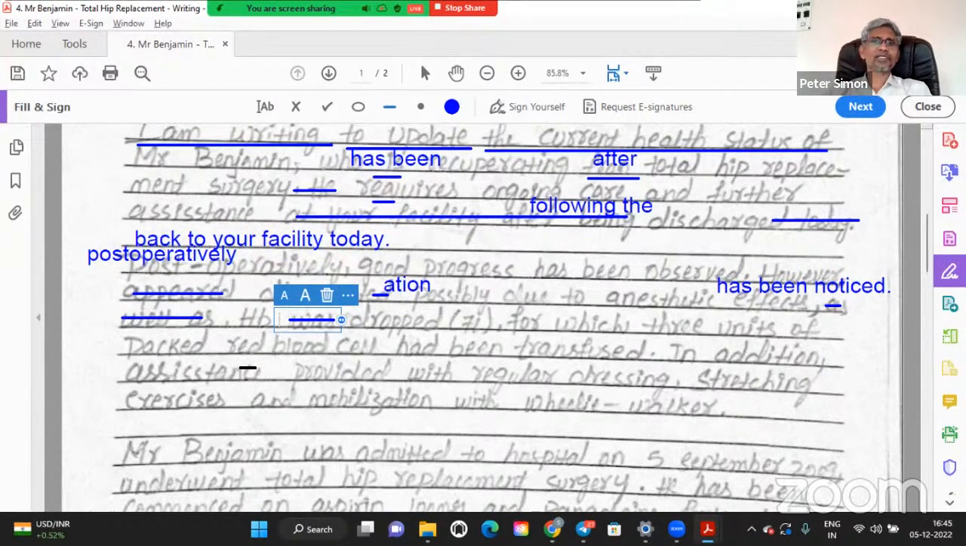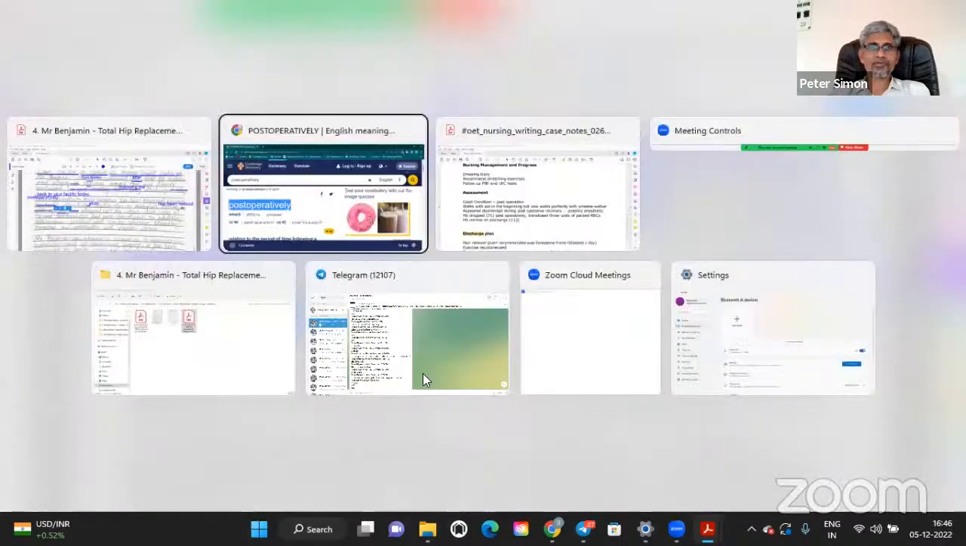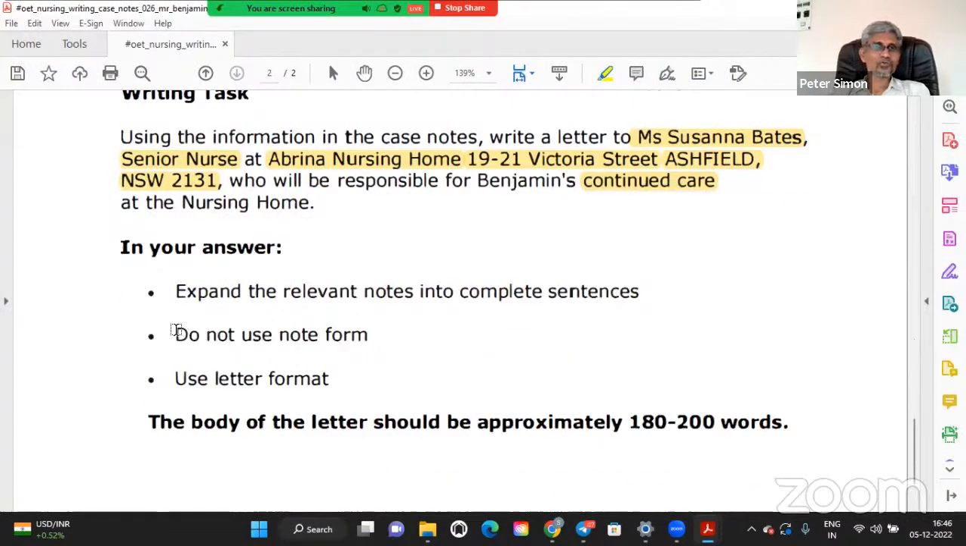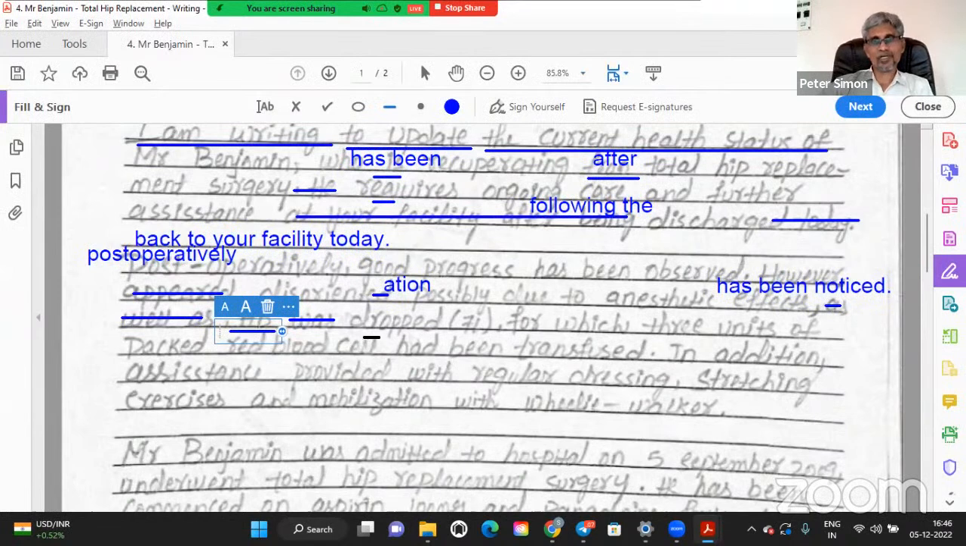For which 3 units of packed red blood cells have been transfused. Had been transfused. Why are you writing HB? This is not case notes, no? In the case notes, as I told you many times, do not use note form. Short forms, don't use. Avoid short forms as far as possible. In notes, you can write any short forms, but here, try to write the full form as far as possible. So, hemoglobin dropped.